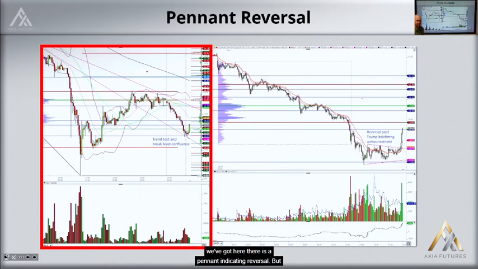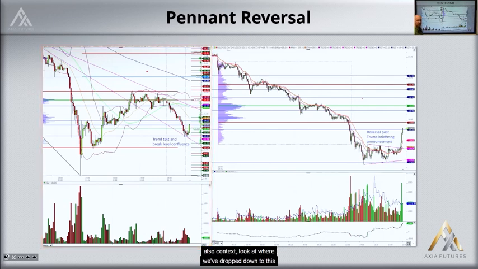And what we've got here then is a pennant indicating a reversal, but also context. Look at where we've dropped down to. This pennant forms down here at $12. That's this level just drawn in here. This was the point where we formed a previous low, where we'd also formed a resistance point and then accelerated up from. So you can see why this is a significant level. Equally, this is also a retest of a trend. So you've now got a situation where there's a confluence of reasons why people might buy from here.